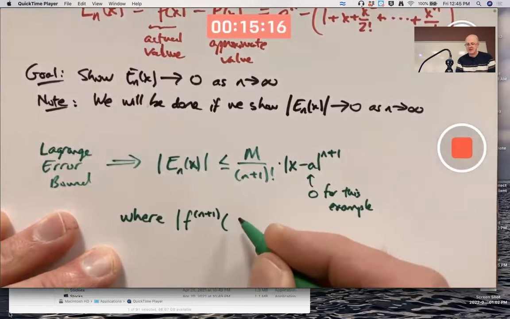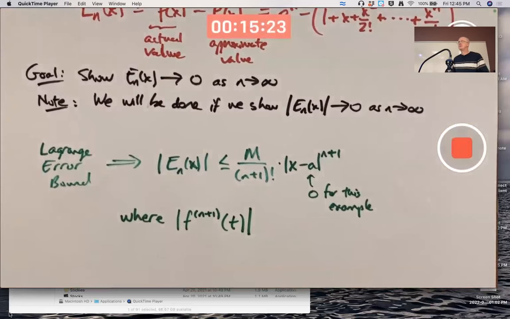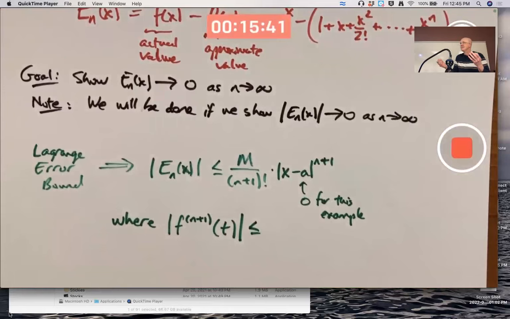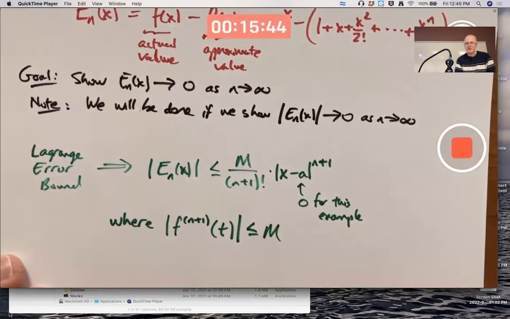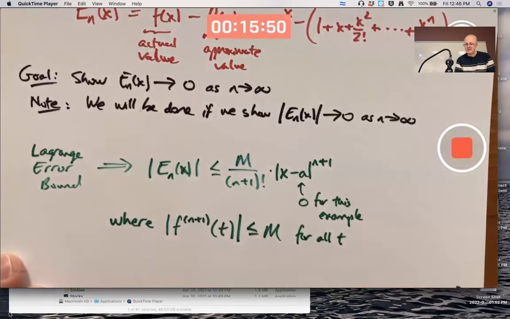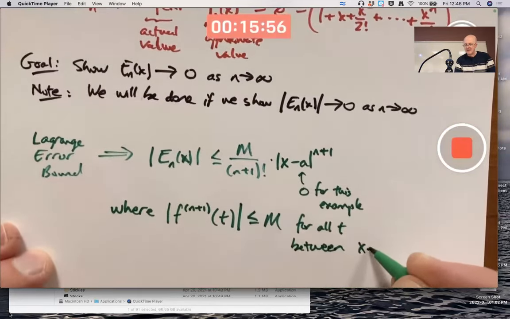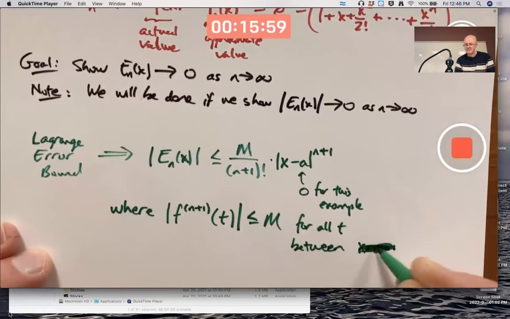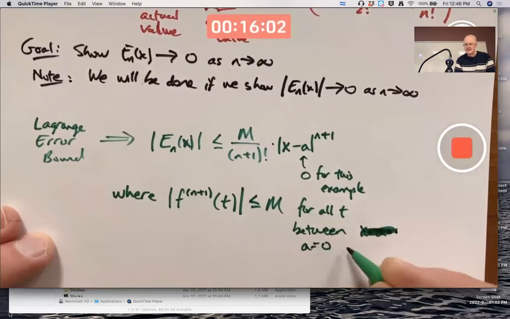Why not x? Because at the start of the proof, I already assumed x was fixed. I want this inequality that I'm about to write down to be true for all t, where t is just a letter representing an arbitrary number between a and x. This is true for all t, all numbers t between a, which is 0 in our case, and x.